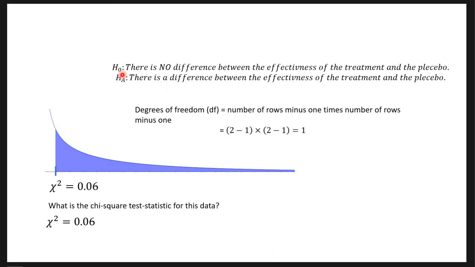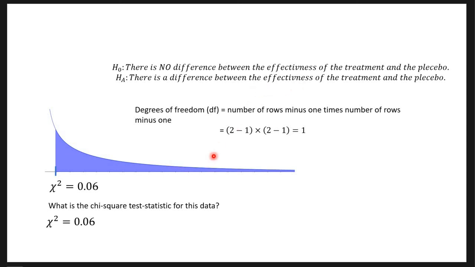And of course, my null hypothesis is that there is no difference between the effectiveness of the treatment and the placebo. So basically there's no difference. They're independent of each other. And the alternative is that there is a difference. Obviously, if you're the drug manufacturer, you want the alternative hypothesis to be true.